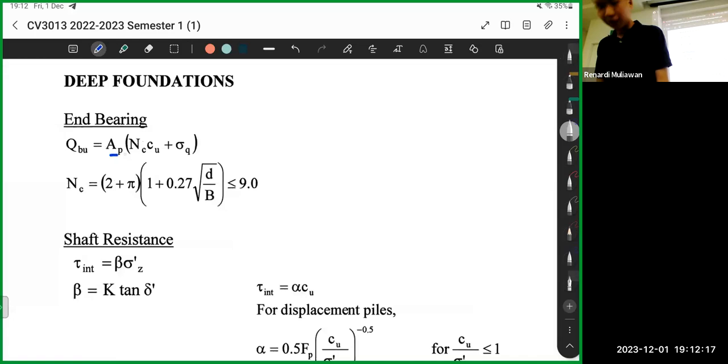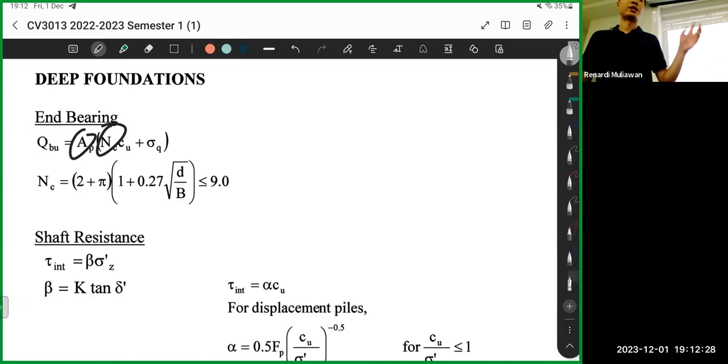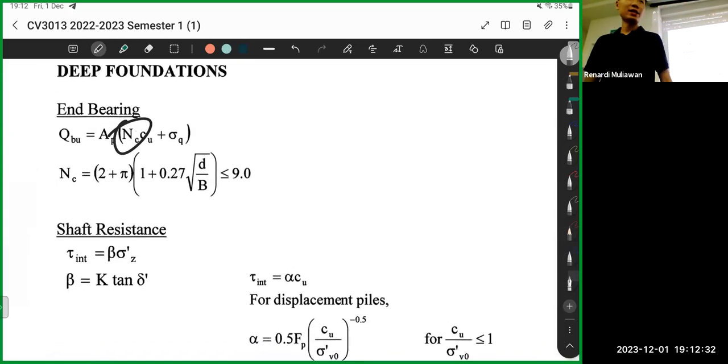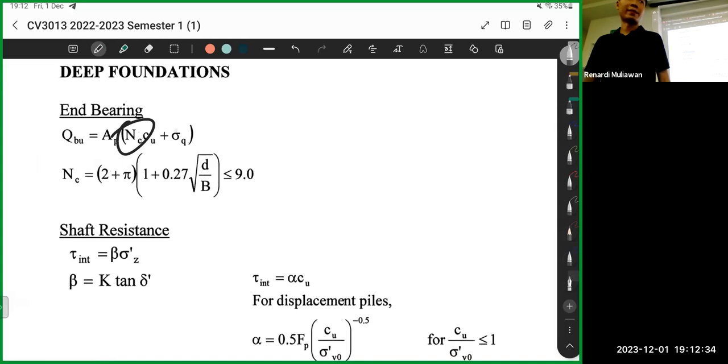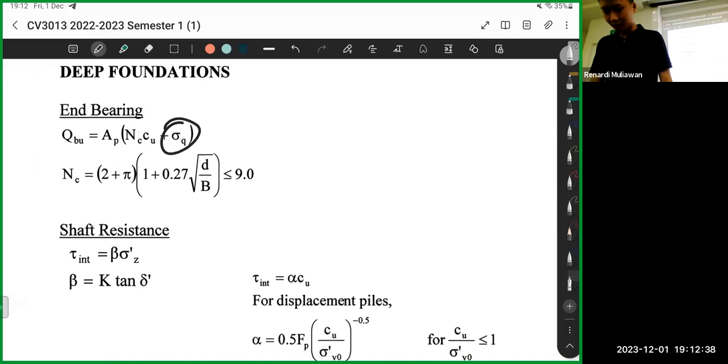So we know the area of the pile. We have there NC, CU, and sigma Q. So AP and NC, I think it's pretty straightforward. AP is the area of the pile, the base of the pile, right? Then NC is the bearing capacity. Then CU, then sigma Q. Okay. So CU, you know CU, right?